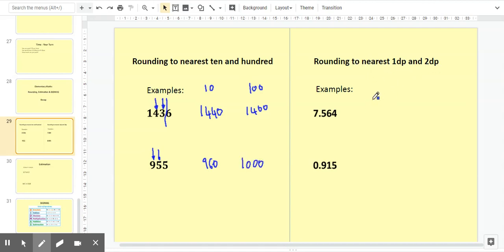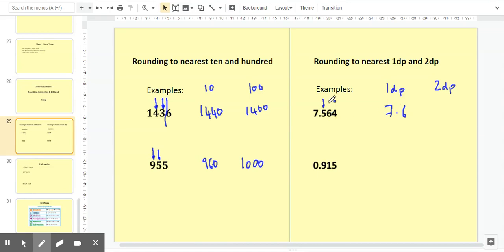Exactly the same principle works for rounding decimal places. So here, for the first decimal place, we count the decimal places: the 5 would be the first, 6 would be the second, 4 would be the third. So we're counting right from the decimal point. To one decimal place, again, we identify our first decimal place, in this case the 5, and look at the number next to it. It's above 5, so we would round it up. So this is going to be 7.6.